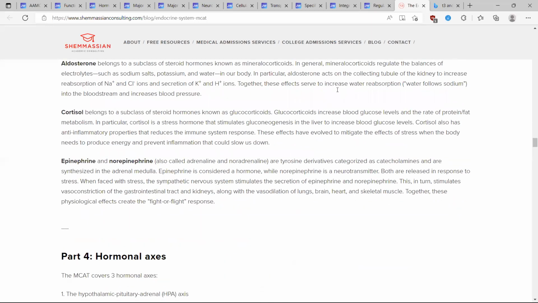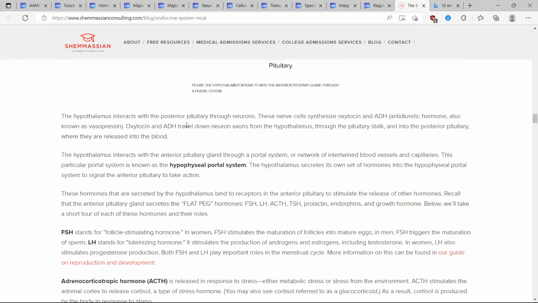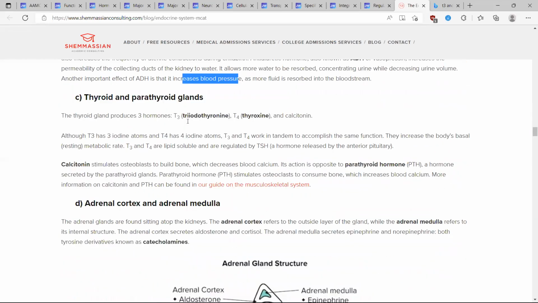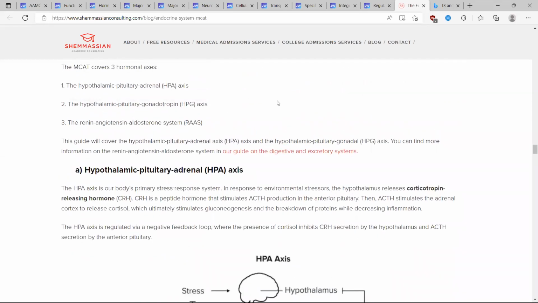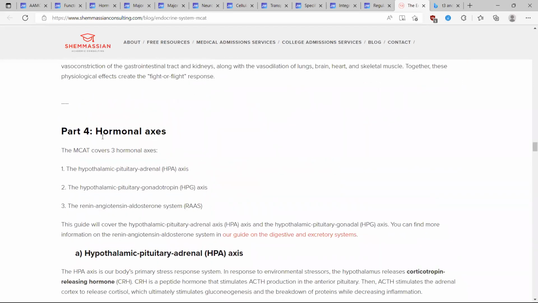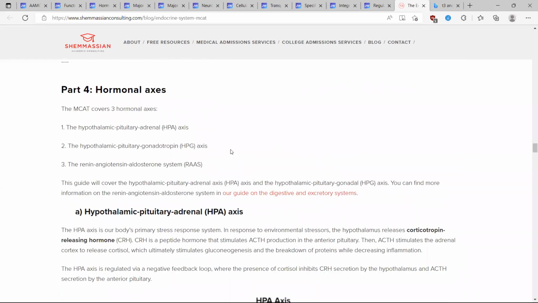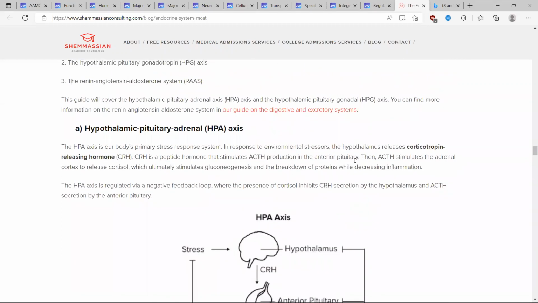Okay, so we just talked about a lot of different hormones. Now we need to understand how this is all organized in the body. It's organized through something called a hormonal axis. Essentially, an axis is basically just the organization of it.